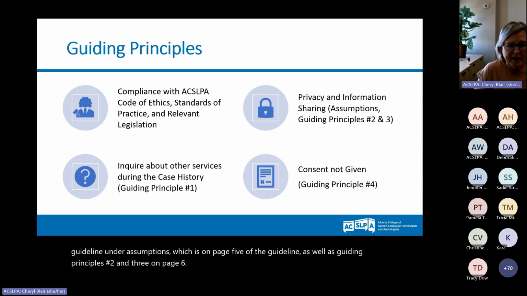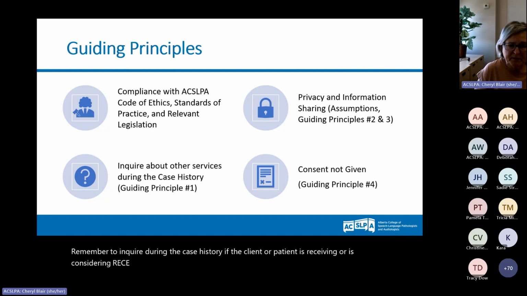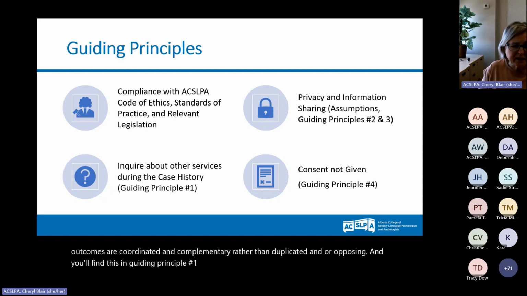Remember to inquire during the case history if the client or patient is receiving or is considering receiving related services. If so, it will be important to get their consent to share information regarding their condition with the other professional so that interventions and outcomes are coordinated and complementary rather than duplicated and/or opposing. And you'll find this in Guiding Principle number 1 on page 6 of the guideline.